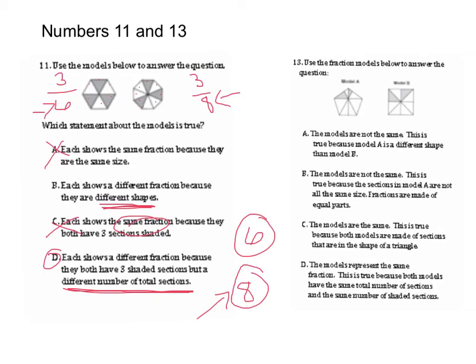It's all about the size here. The 8 is going to have smaller size slices than the 6. So the shape really wasn't what was the issue here. It was the fact that the sizes weren't the same. So the answer was D for 11.